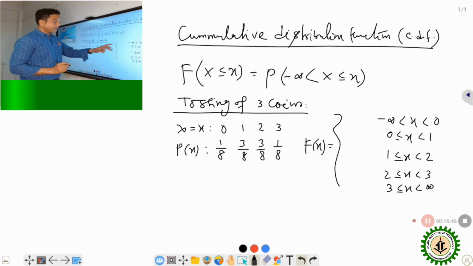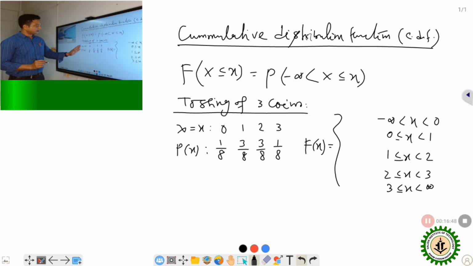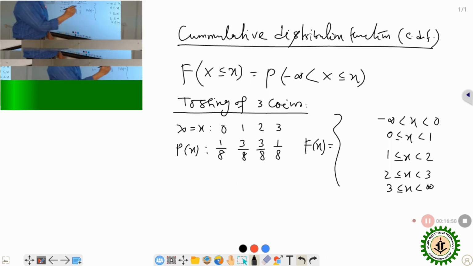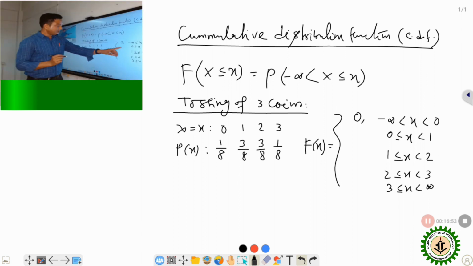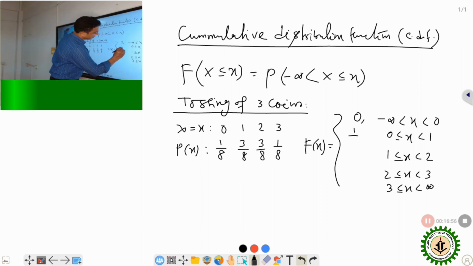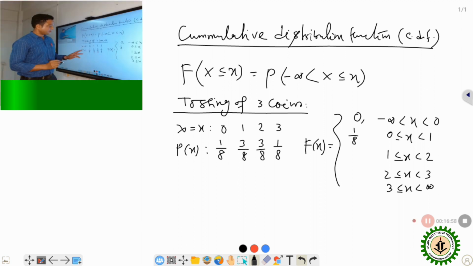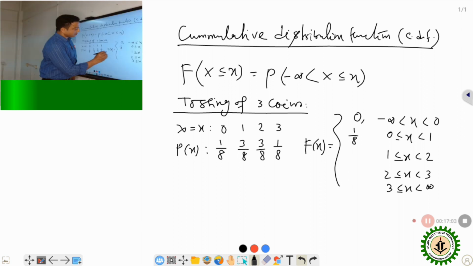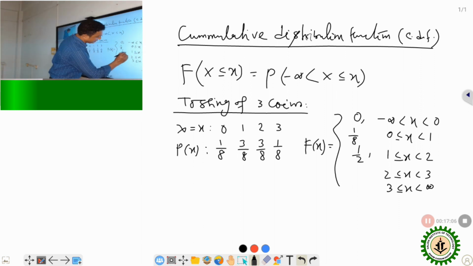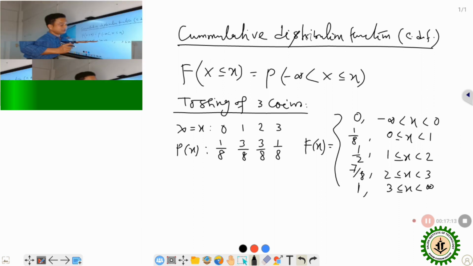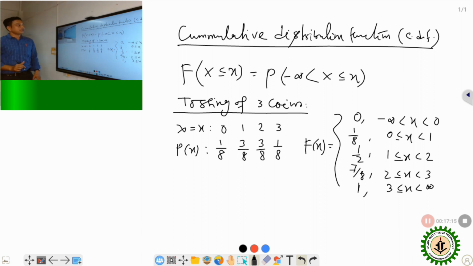Now look at this. Before 0, the sum of the probability equals 0 because nothing is there. So it is 0. Next, 0 is only included, so the probability is 1 by 8. Next, 0 and 1 both are included, so it is 4 by 8, meaning 1 by 2. Next, I think you can understand this is 7 by 8, and the last one will be 1 because this is the sum of all. In this way, you can find the cumulative distribution function for a random variable which is discrete.